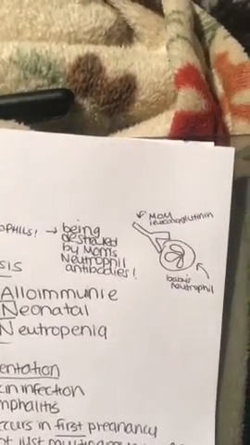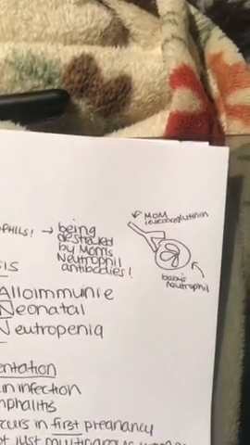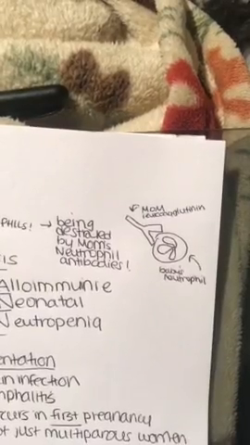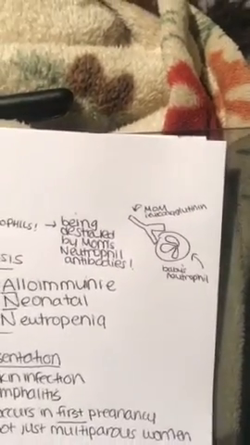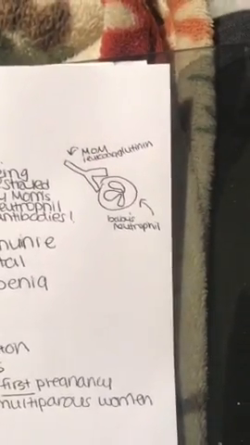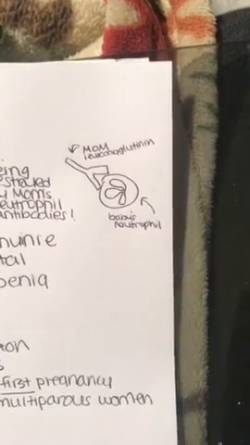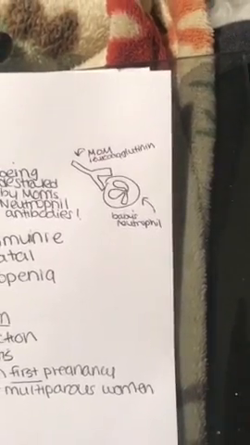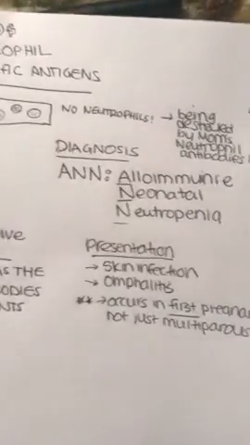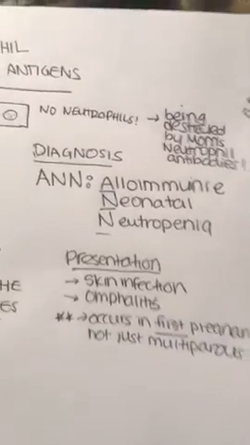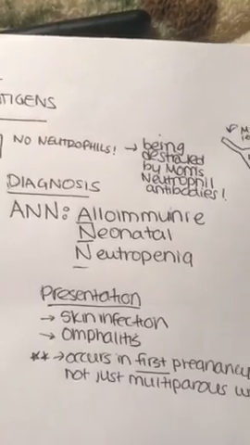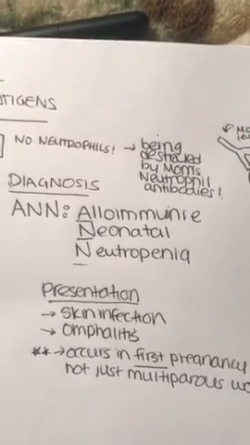They discovered that the antibody in question could only be absorbed by neutrophils and not by other blood or tissue cells. So here's an example. The mom created this anti-neutrophil antibody, and it started to attack the baby's neutrophils and destroyed them. So they decided to diagnose and term this presentation alloimmune neonatal neutropenia, also known as AN.